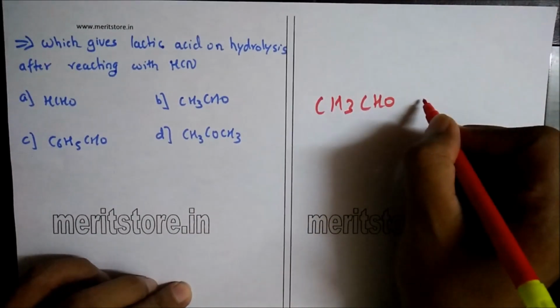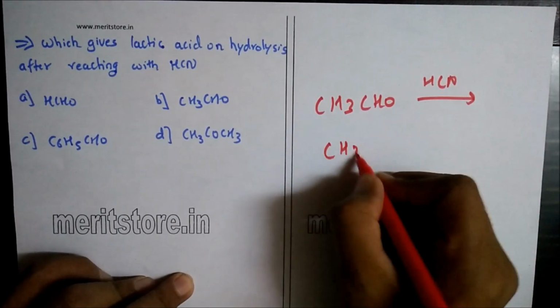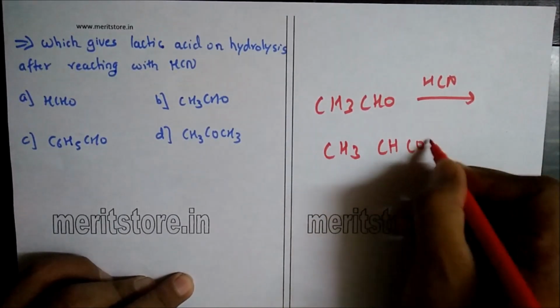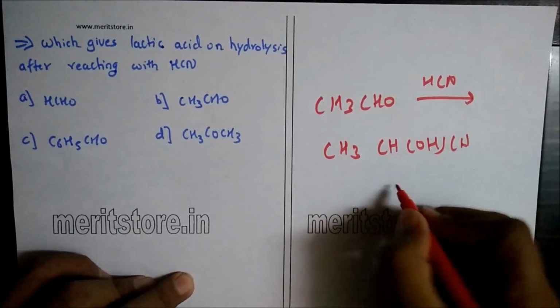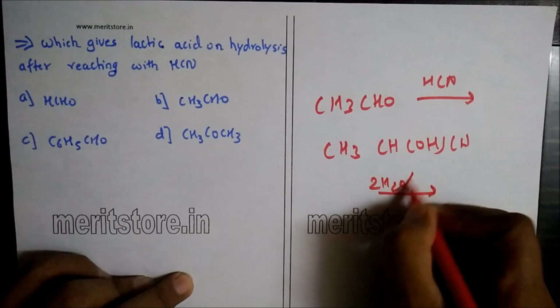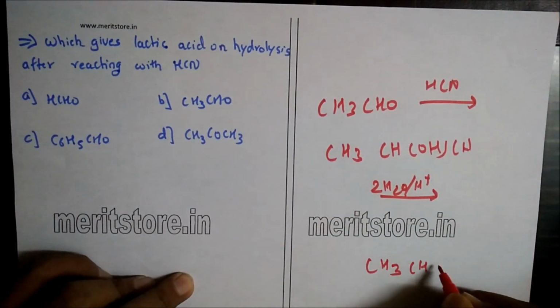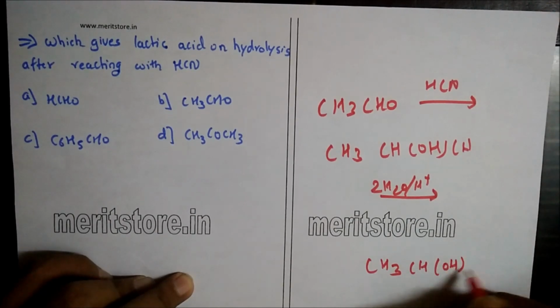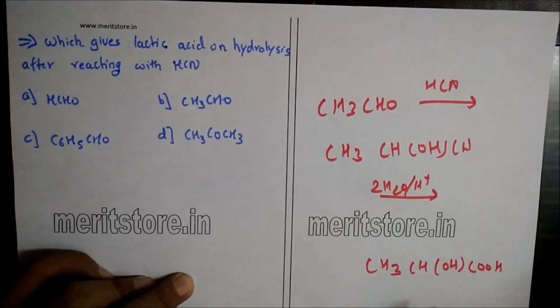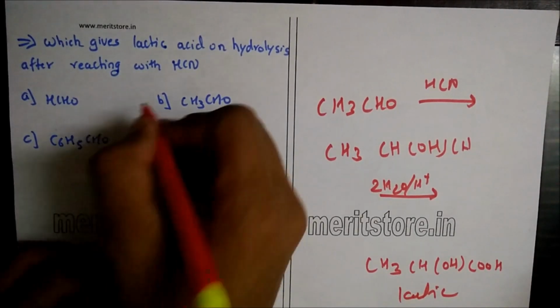When CH3CHO is treated with HCN, it undergoes a reaction which gives the product CH3CH(OH)CN. And when it undergoes hydrolysis, it gives the product CH3CH(OH)COOH, which is also known as lactic acid. Therefore, here the correct answer will be option B.